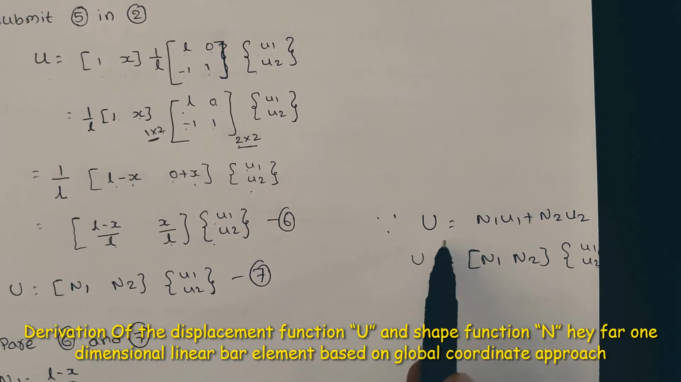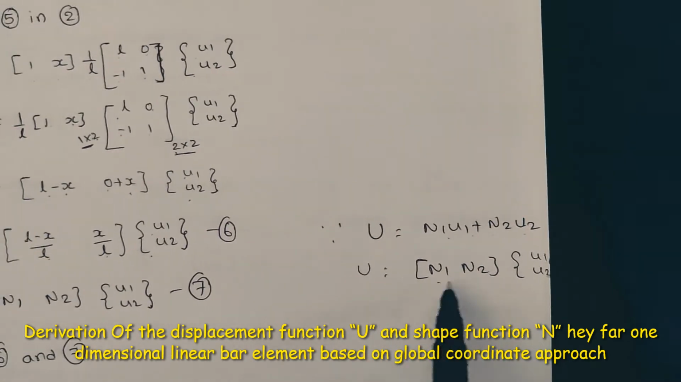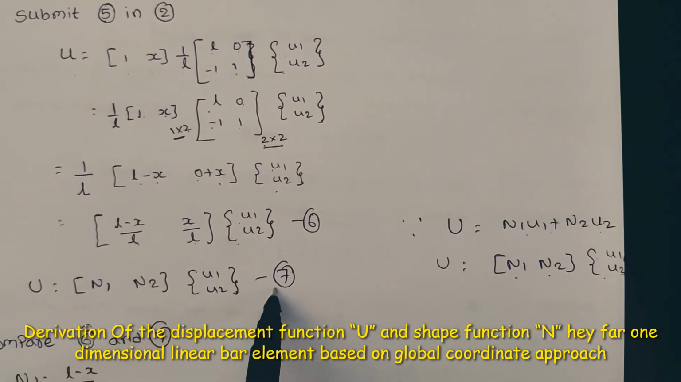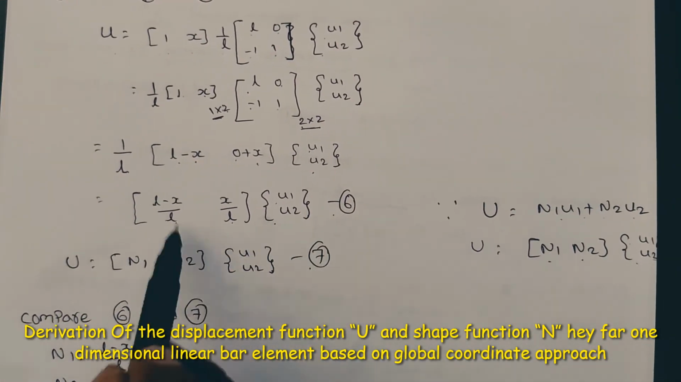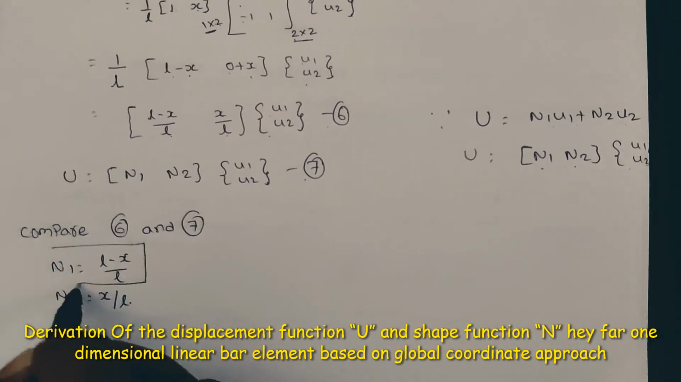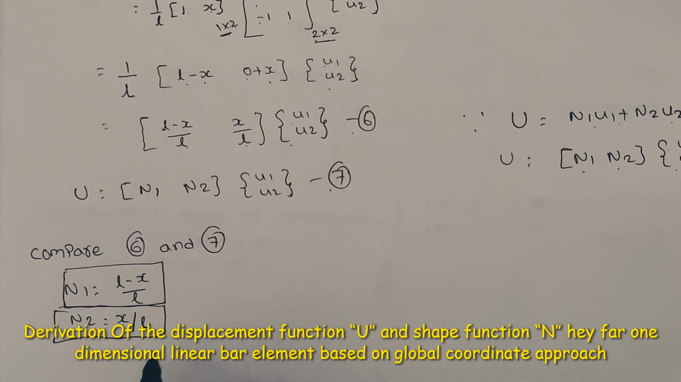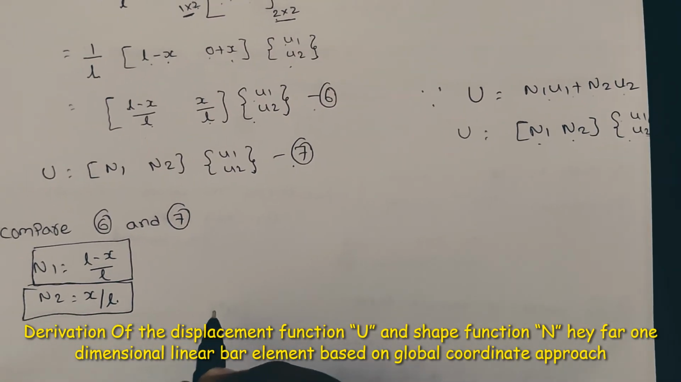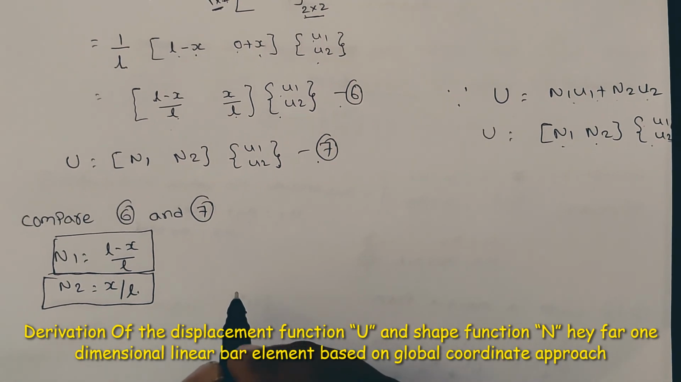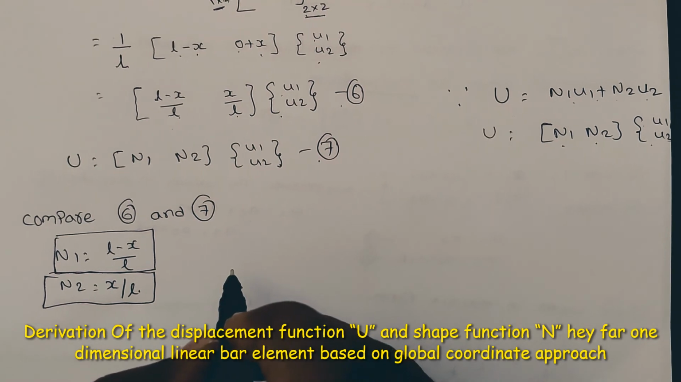We know that u is equal to N1 u1 plus N2 u2. So we write it in the form of a matrix, N1 N2 times u1 u2. By comparing this 7th equation with the 6th equation, N1 is equal to L minus x by L, and N2 is equal to x by L. Like that, we calculate the shape function values of the one-dimensional bar element by using the global coordinate system. Thank you.